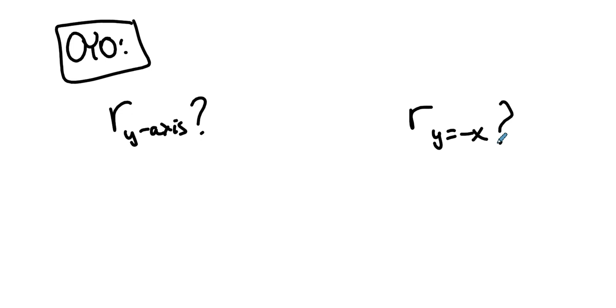Your turn. Time for an on your own. What's the matrix that reflects over the y-axis? What's the matrix that reflects over y = -x? Take the exact same approach, hit the pause button. Let's see what happens.